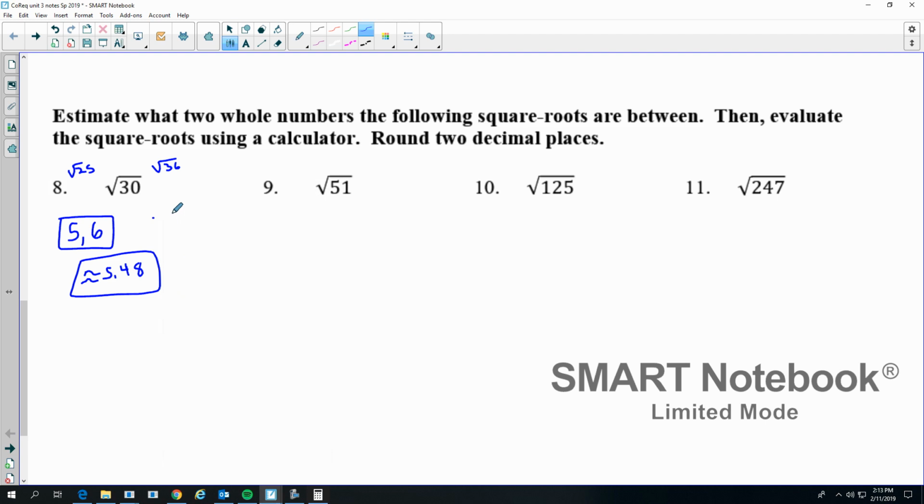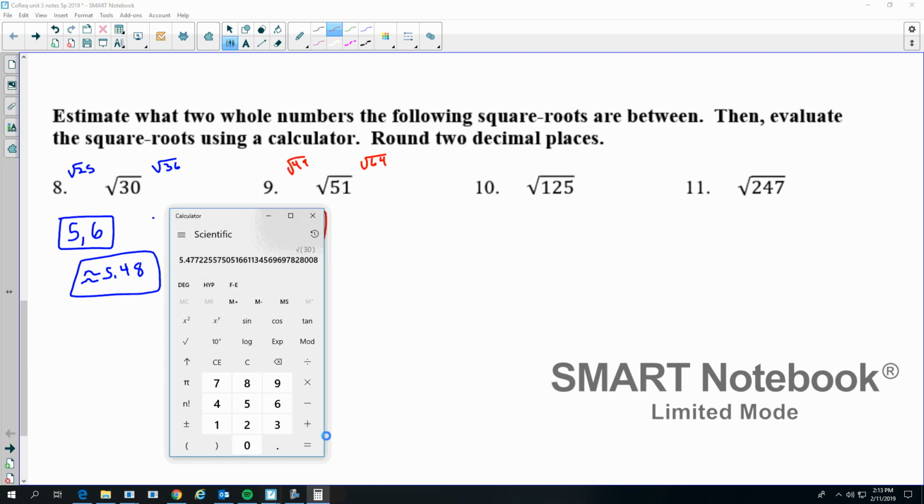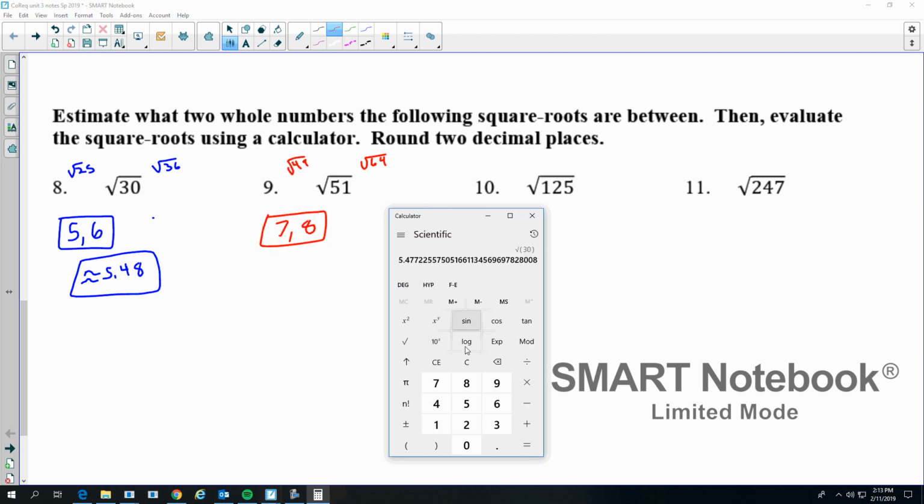Okay, so this next one is the square root of 51, so the perfect squares around that would be 49 and 64. Well, the square root of 49 is 7. The square root of 64 is 8. So we're looking for something between those two numbers. So it's going to be like 7 point something. It's pretty close to 49, so it's probably going to be like 7.1 or something like that. So we won't guess. We'll go ahead and put it in the calculator.